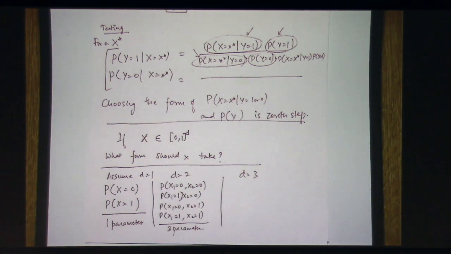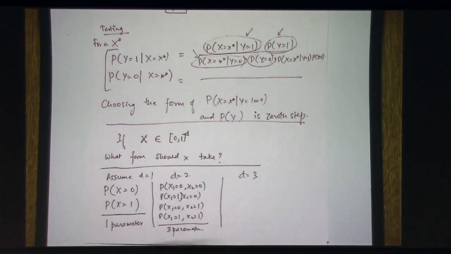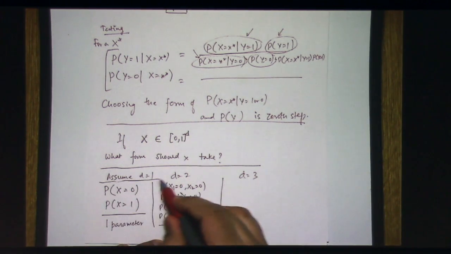The question was, what if some of these x1, x2 are independent, which means that this is nothing but just the product of these two? Then you don't have to compute all of these, which will make it easier. That's actually what we will do in the next step. But right now, let's assume that there is no independence.